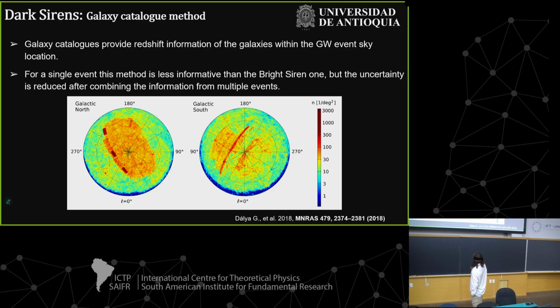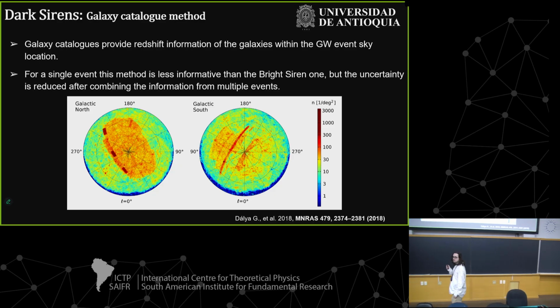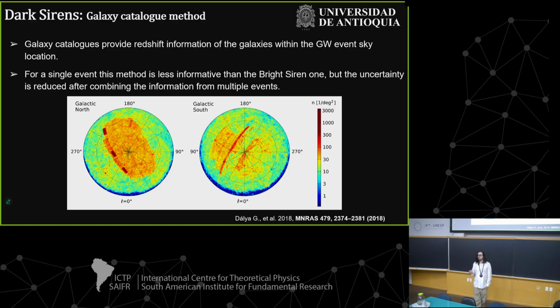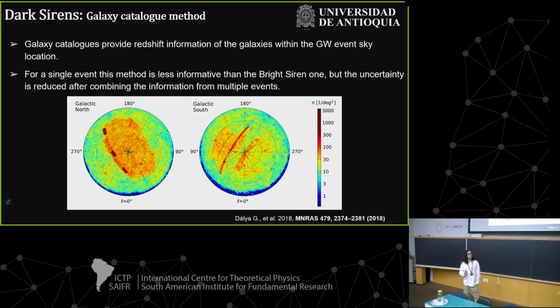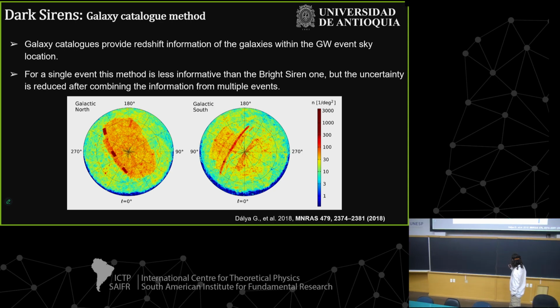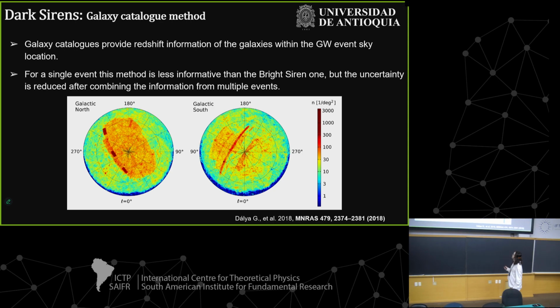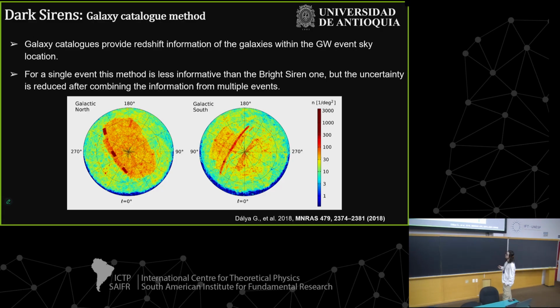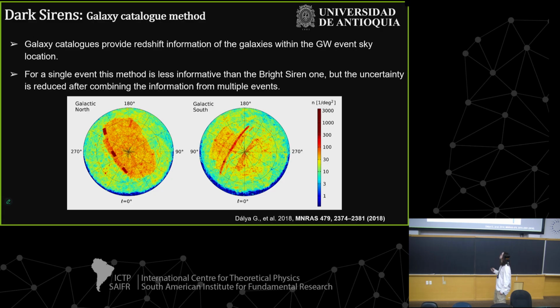For single events, this method is less informative than the bright siren method, but as I mentioned for the spectral siren method, if you have a significant number of events, then this method can give you compatible constraints on the Hubble constant, for example. In this case, I am showing a catalog called GLADE, which is a compilation of different galaxy surveys that was used previously to do this kind of dark siren analysis.